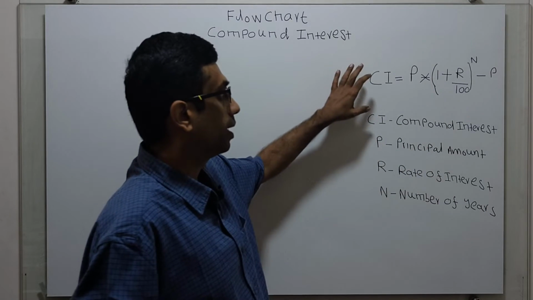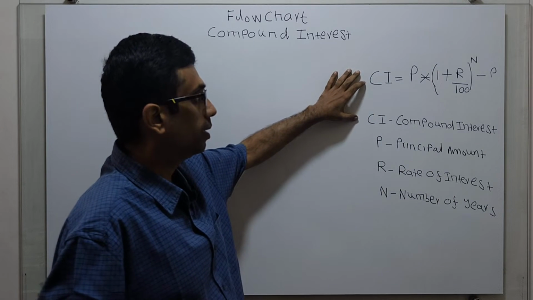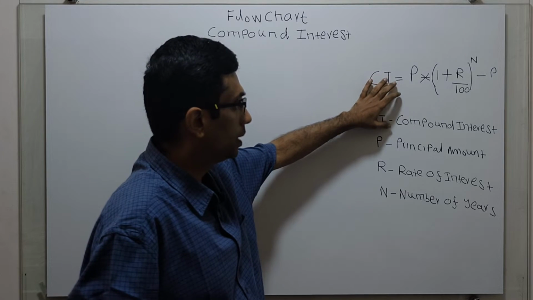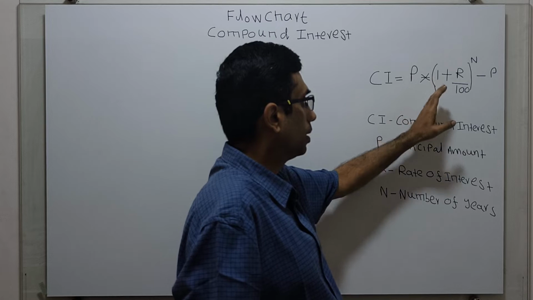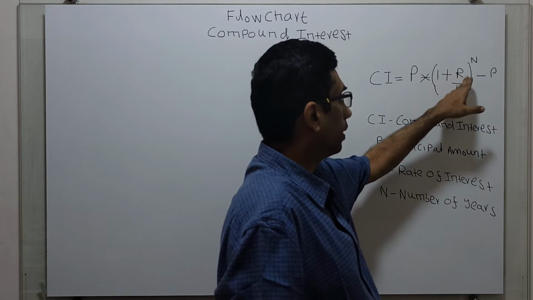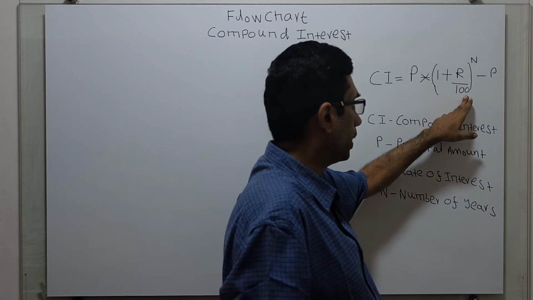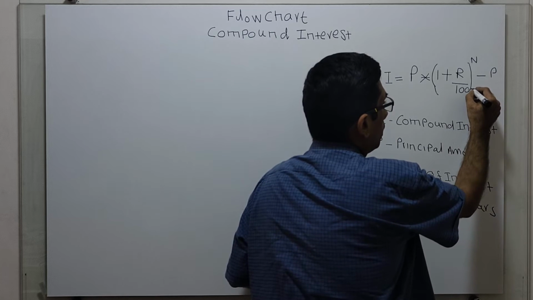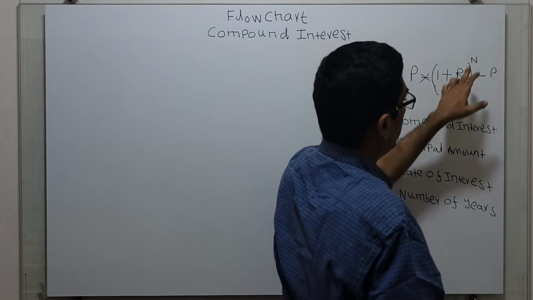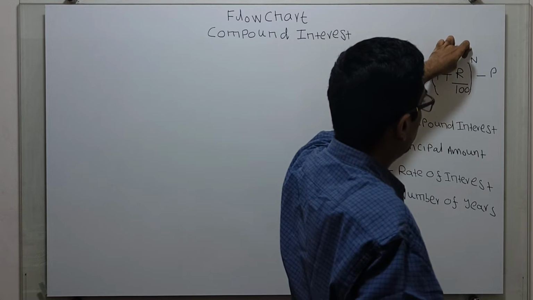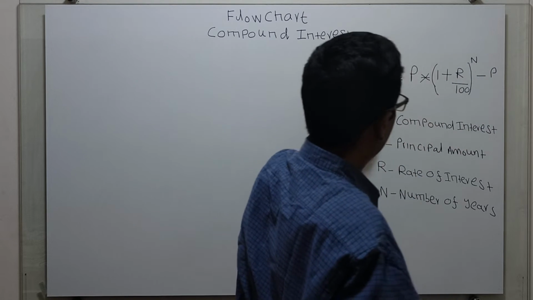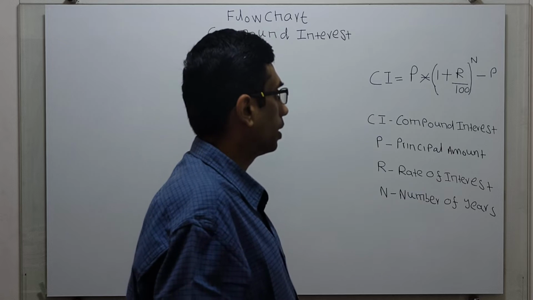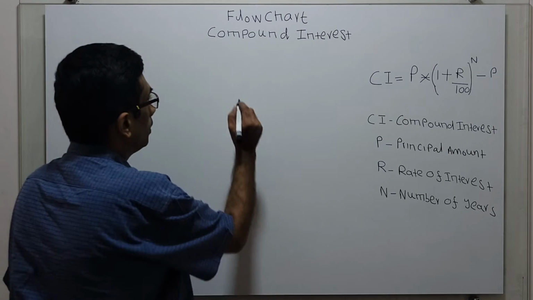This is the formula for the compound interest. CI, compound interest, which is equal to principal amount multiplied with 1 plus rate of interest divided by 100 to the whole power n, number of years, minus principal amount. To calculate this, we are going to draw the flowchart.